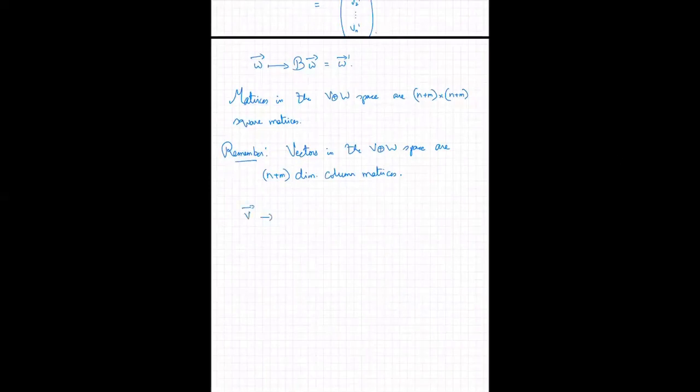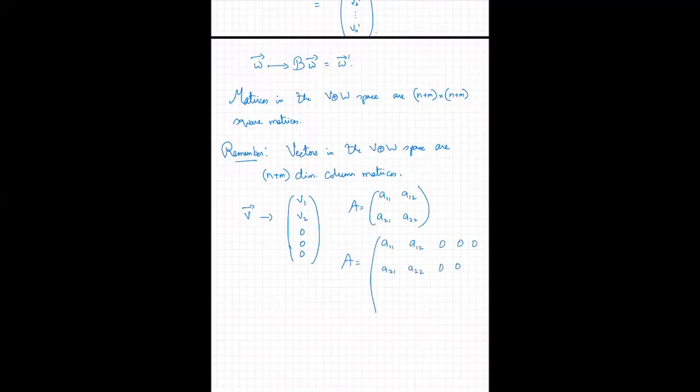Remember that I can simply write down V in the 5-dimensional space. Again, I will use the example n equals 2, m equals 3. This can be written as V1, V2, 0, 0, 0, right? So you would think that if A in the n equals 2 space is some square matrix A11, A12, A21, A22, then I can simply write A in this 5-dimensional space as A11, A12, 0, 0, 0, A21, A22, 0, 0, 0, and then zeros everywhere else.